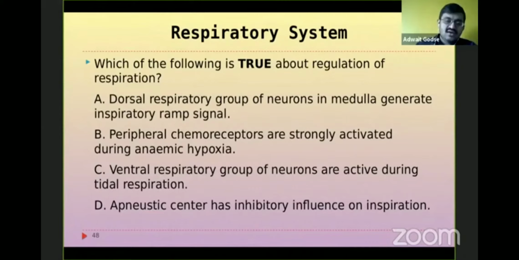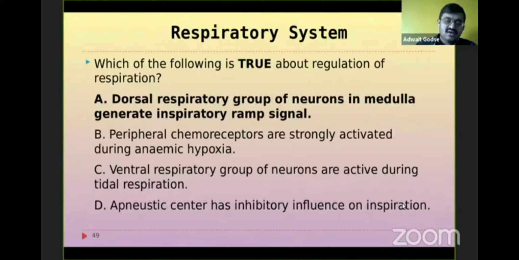Ventral respiratory group of neurons are active during tidal respiration is a false statement. Pneumotaxic center has got inhibitory influence on inspiration. It's again a false statement. So true statement is A. Dorsal respiratory group of neurons generates inspiratory ramp signal.